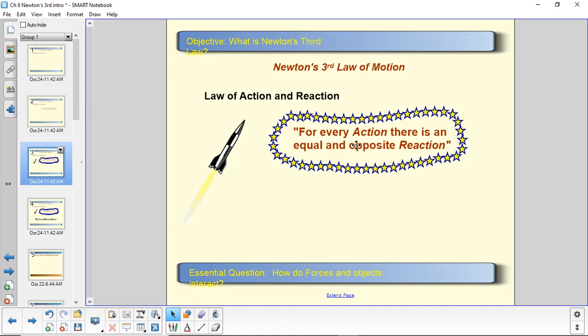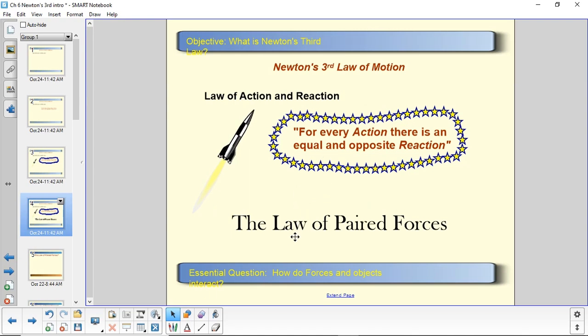It makes sense if you understand the third law, but I vastly prefer to call the third law the law of paired forces. The law of paired forces. So write that one down, and we'll move from there.